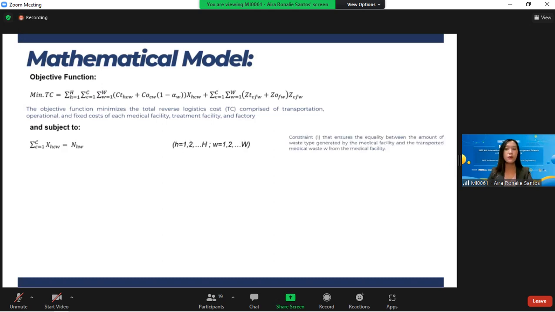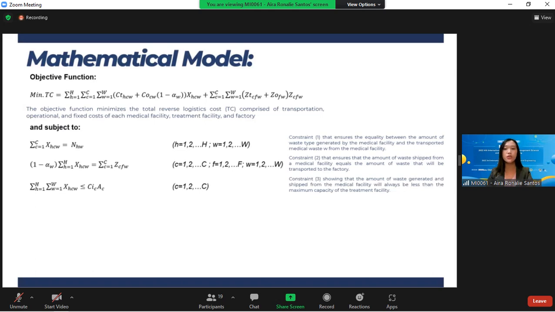Constraint number 1 ensures that the amount of waste generated by the given hospital is equal to the transported medical waste from the hospital. Constraint number 2 ensures that the amount of waste shipped from the medical facility equals the amount of waste that will be transported to the factory.